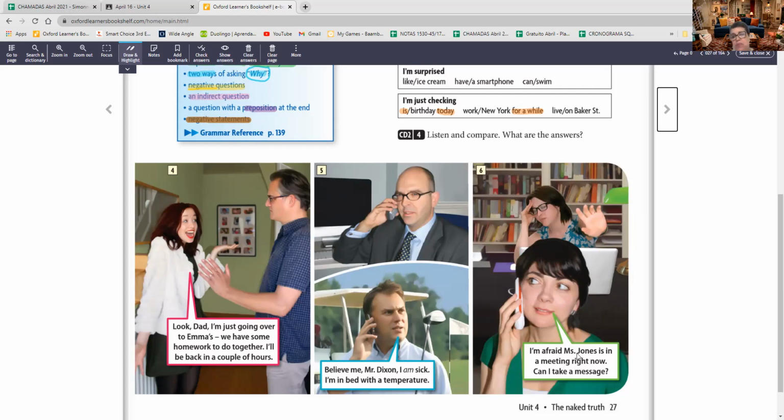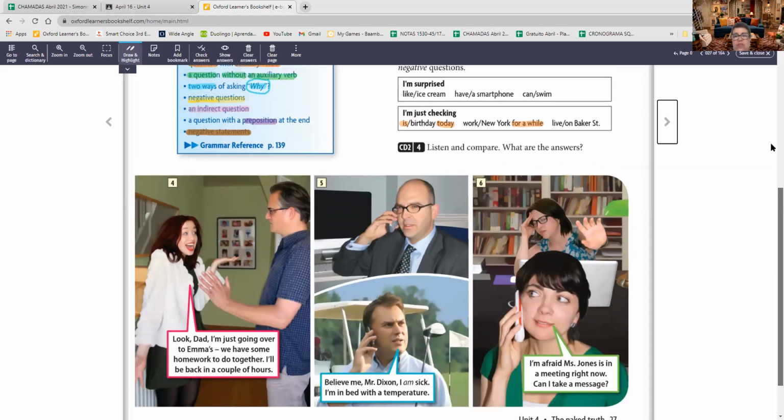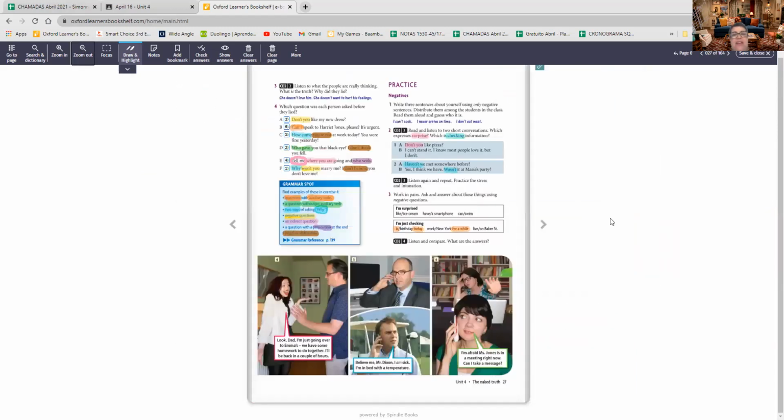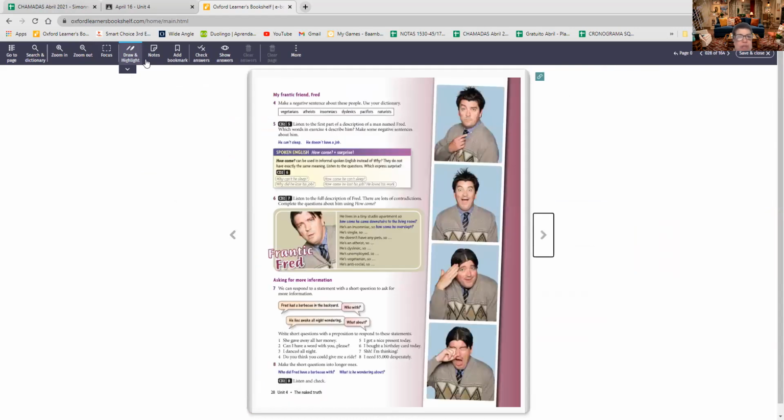Look at number 6. I'm afraid Miss Jones is in a meeting right now. Can I take a message? My goodness, this is terrible. All right, girls. So is everything okay with this page? Now I can zoom out. You see a lot of colors, but it's easier to visualize, okay? Let's move on now to our page 28.